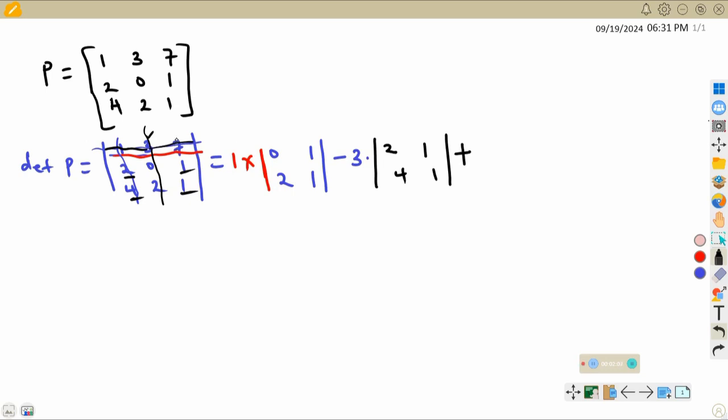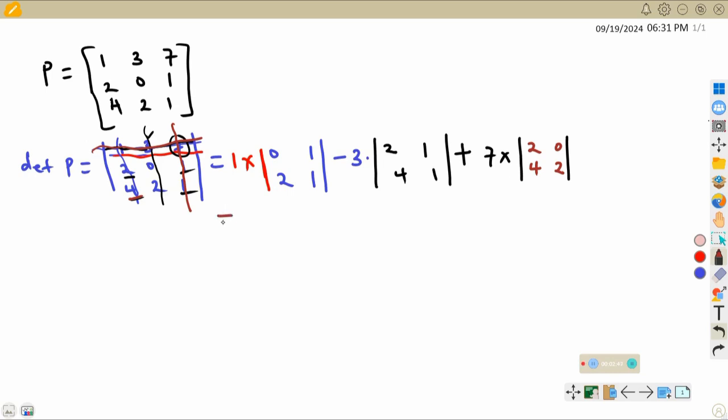In this same row we are having 7. So what we do again, we shall have 7 times the determinant. Now what we shall do again is to look at where 7 is. 7 is here. So we shall eliminate the row and column where 7 is. So this is the row, this is the column. When I eliminate these, I will remain with 2, 0, this is 4, and this will be 2.